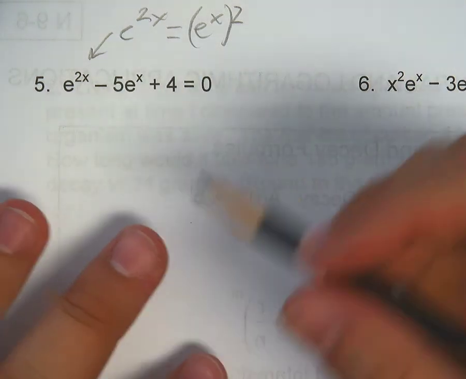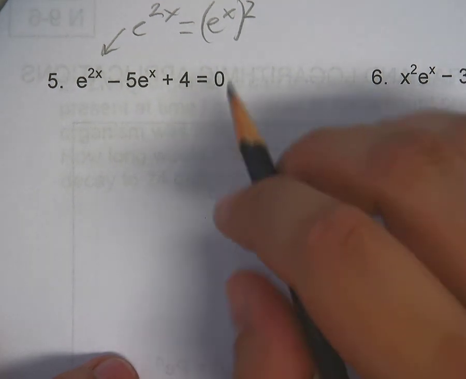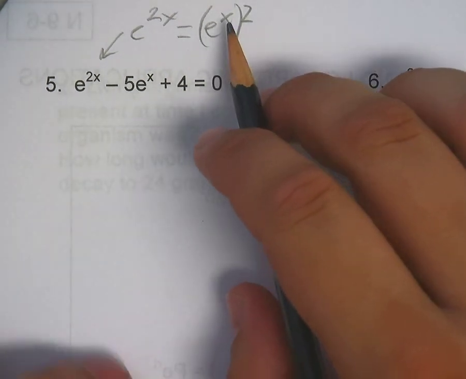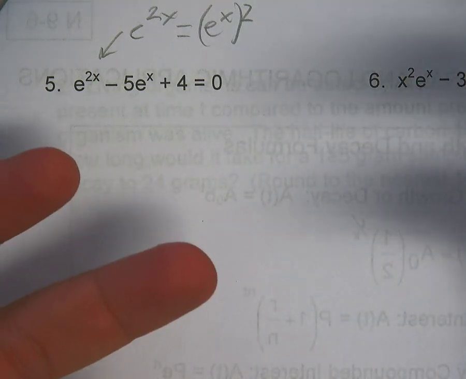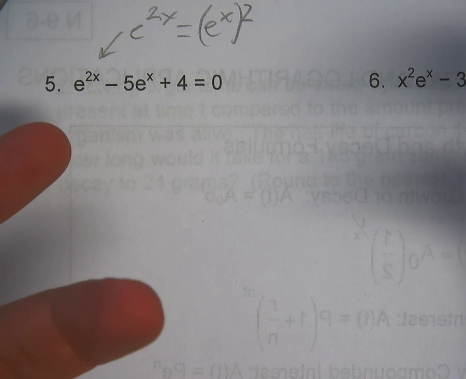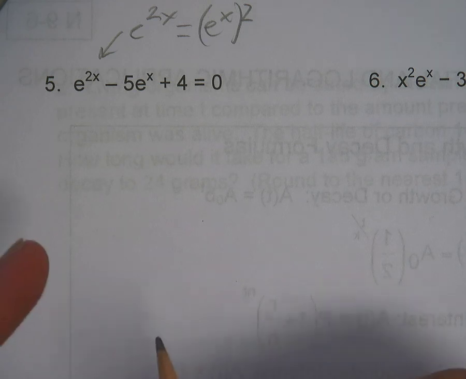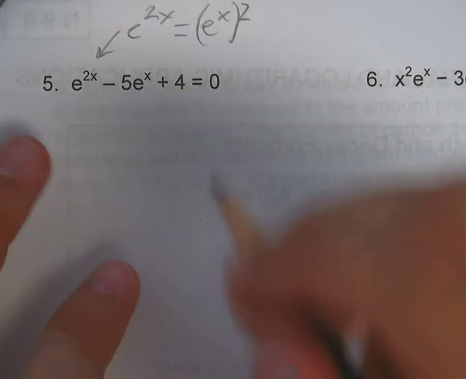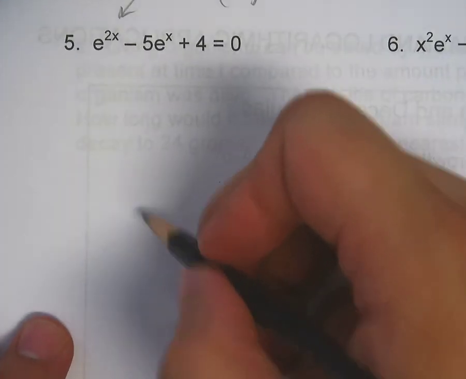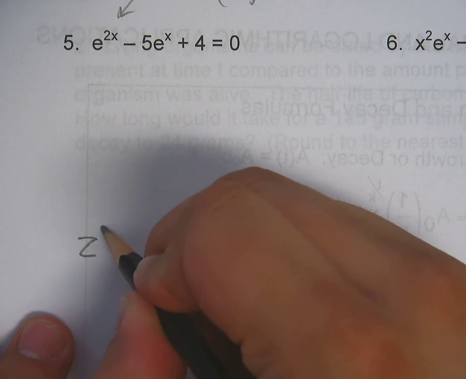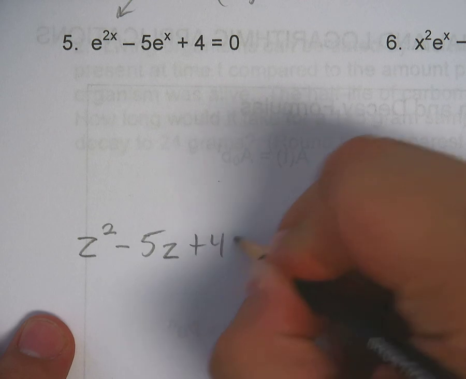So let me rewrite this a different way, and I'm going to show you a little trick that I like to use here. What if I called e to the x some other letter? Pick a letter. I can't use x. Let's call it z. That'll work. Let's call e to the x z. So this is basically z squared. So I'm going to skip some space and rewrite this. I've got z squared minus 5z plus 4 equals 0.